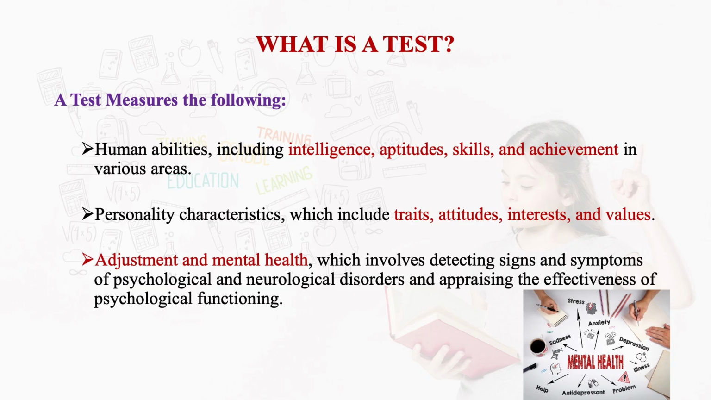And further, adjustment and mental health, which involves detecting signs and symptoms of psychological and neurological disorders and appraising the effectiveness of psychological functioning. So adjustment and mental health is also a type of test. We can find out whether a person is mentally healthy or not, and whether the person is an adjustable person, having the quality of adjustment in different situations or not.